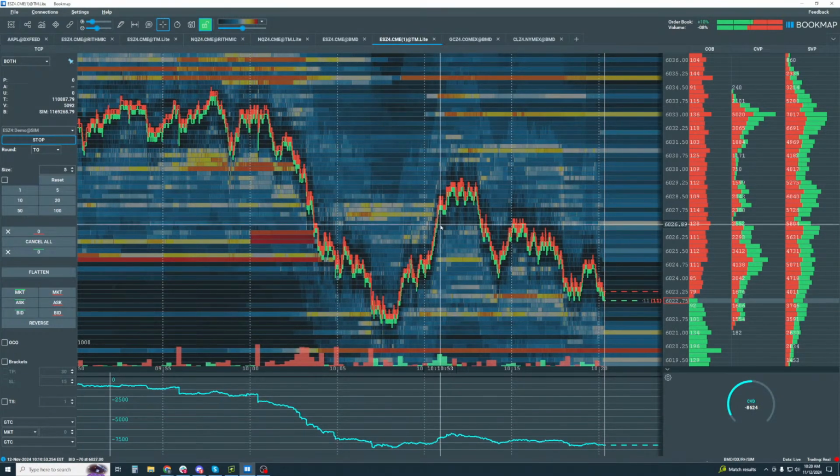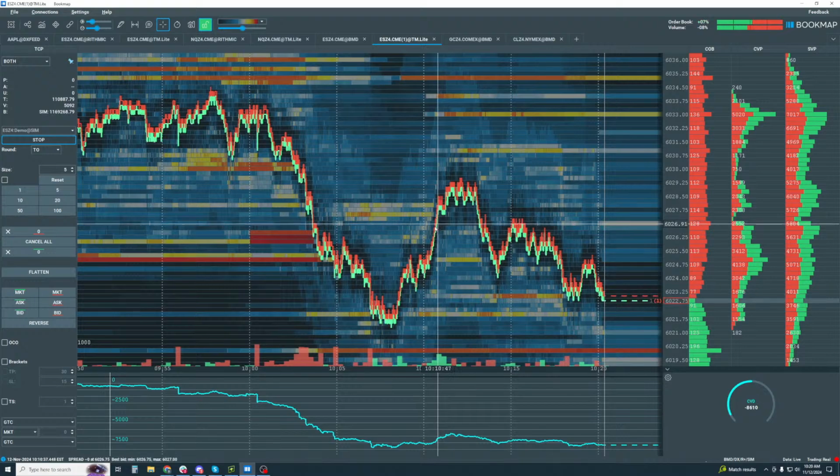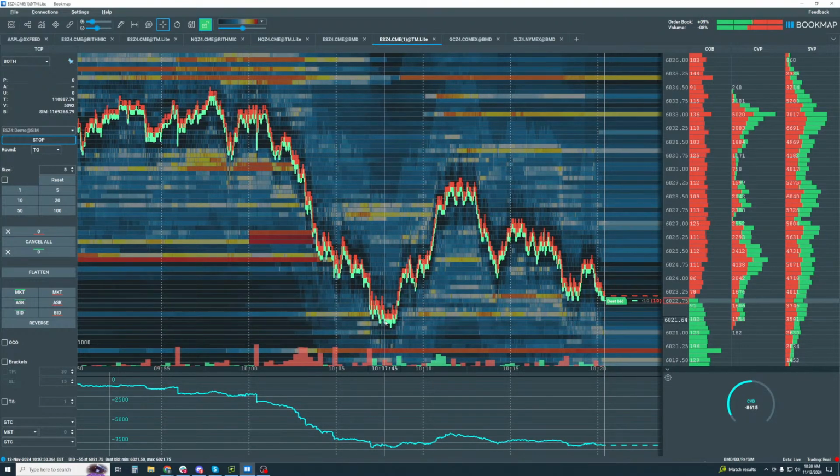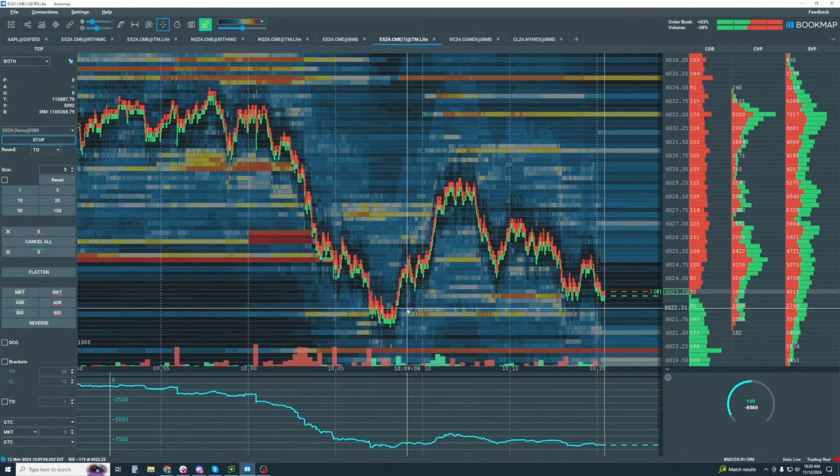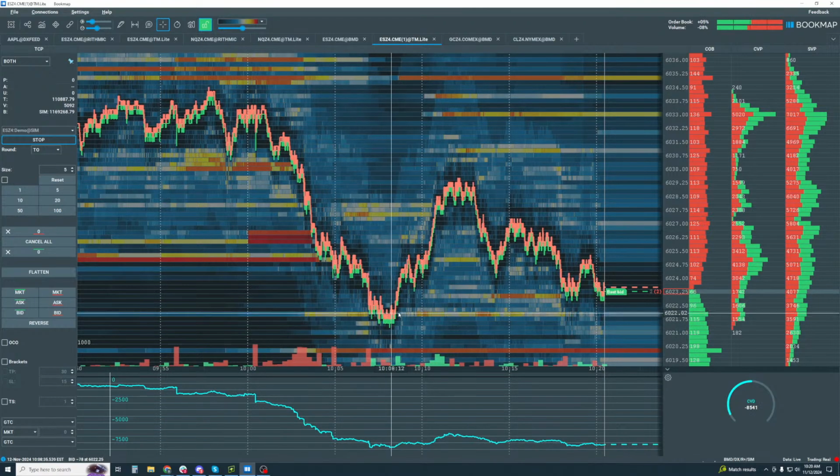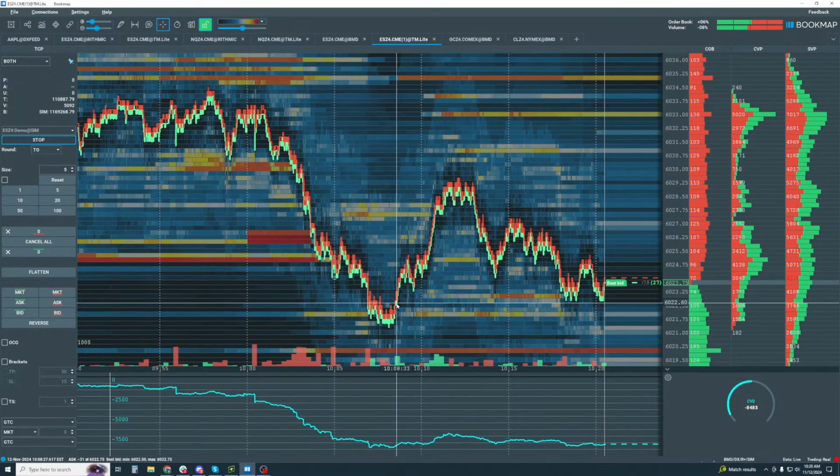And we see a bounce out of this area here. So either it's totally absorbed, or there's just more demand in here, or we just don't find any more sellers.